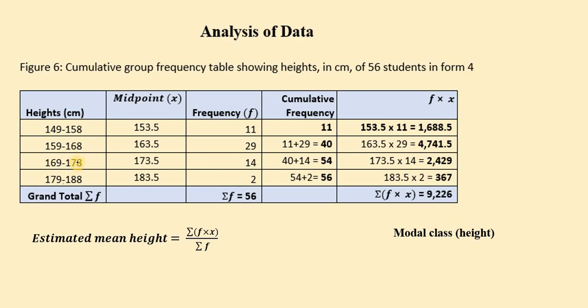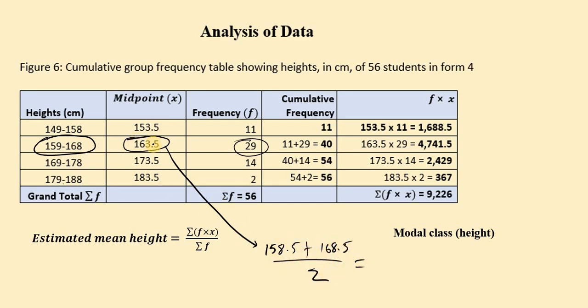Here we have the bar we're talking about, the modal class, the class with the most students. This one, 159 to 168. The midpoint is 163.5. This value could have been found using the boundaries as well. So if we add 158.5 plus 168.5 and divide by 2, we get the same answer, which is 163.5. So for the midpoint, we can use the boundaries as well as the limits. Just keep that in mind.